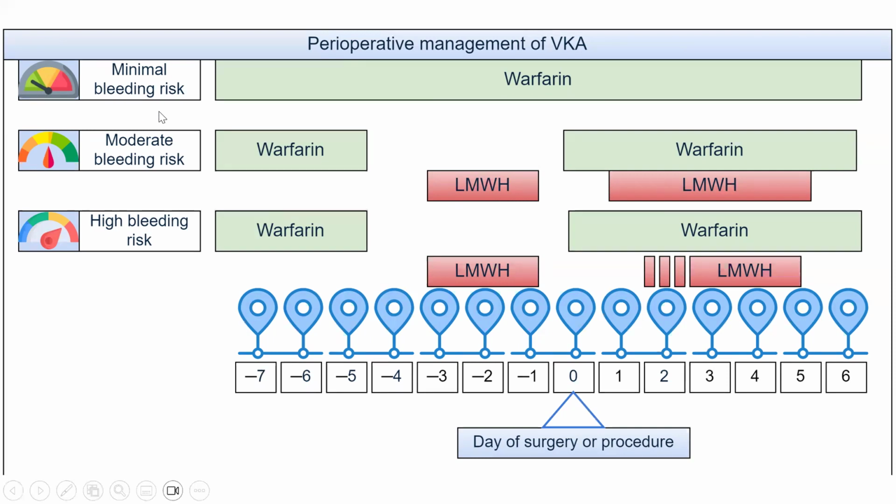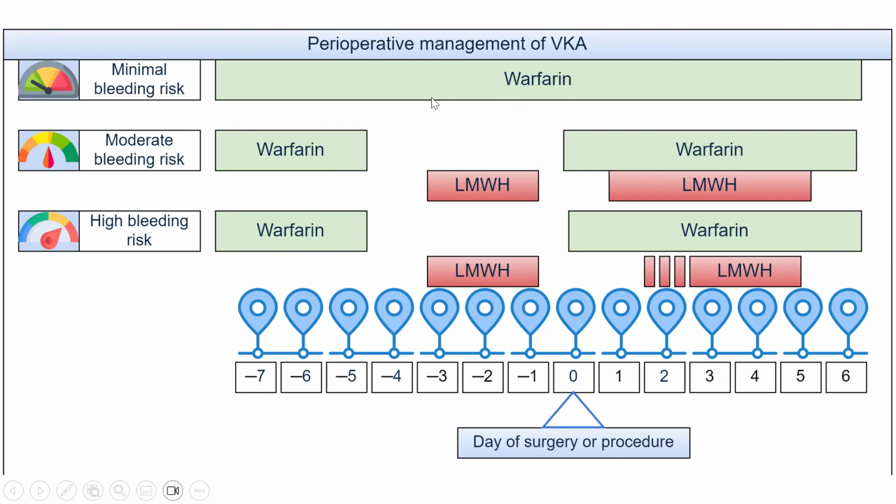For a patient undergoing surgery with minimal bleeding risk, we will continue warfarin without interruption. If the patient has a moderate bleeding risk, we will discontinue warfarin 5 days before the operation and restart warfarin at day 0, and overlap with low molecular weight heparin at day 1. In patients with high bleeding risk, we will discontinue warfarin 5 days before the operation, and again restart warfarin at day 0 after surgery, but at that time we will overlap warfarin with low molecular weight heparin at day 2 or 3 until the INR reaches 2 or more.